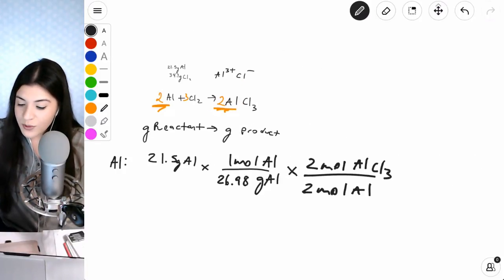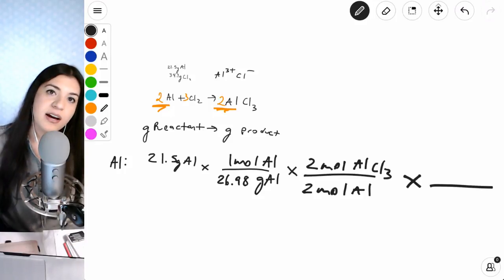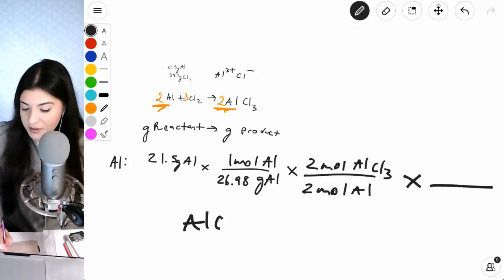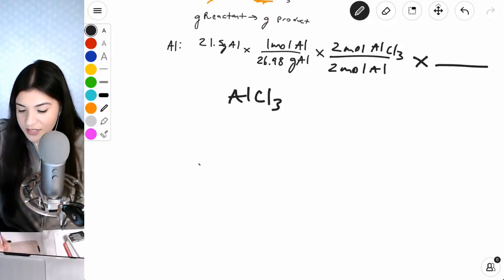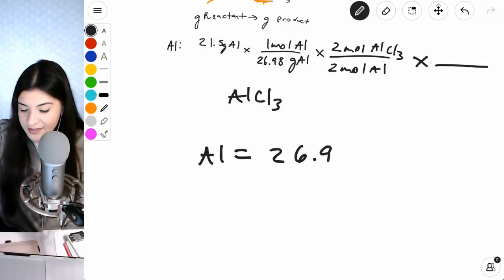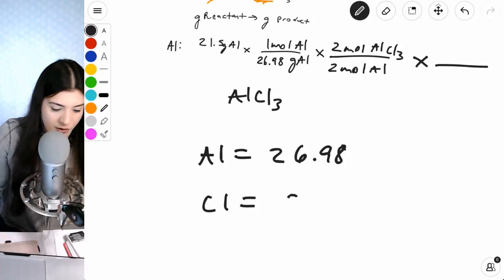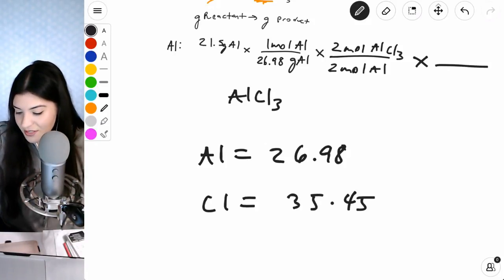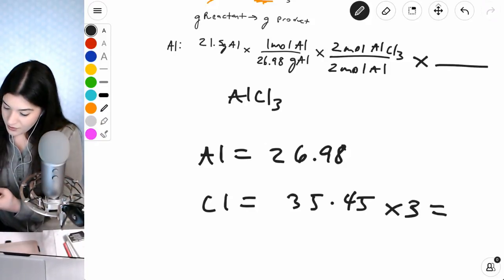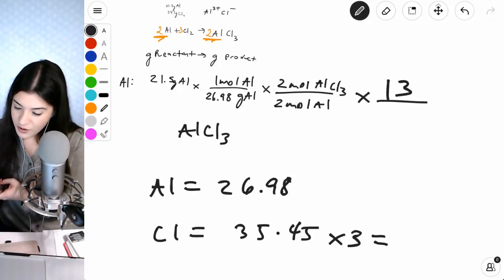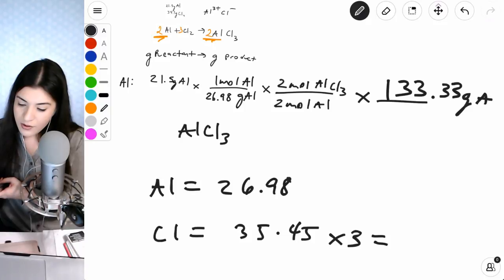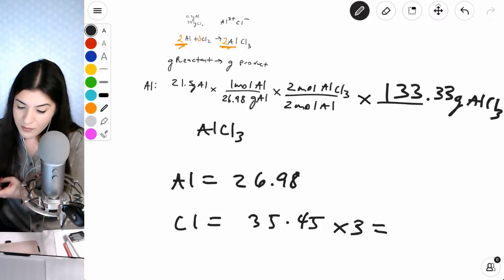Next, we have to change this back to grams to find the grams of our product. Let's find our molar mass, because remember, molar mass allows us to get from grams to moles or moles to grams. So aluminum, we said, has a molar mass of 26.98. Chlorine has a molar mass, I believe, 35.45. Yep. And times 3. And then we'll see what those two added together are. So I added these two already. This would have been on top. I'm going to place 133.33 grams of aluminum chloride, and then per every 1 mole.